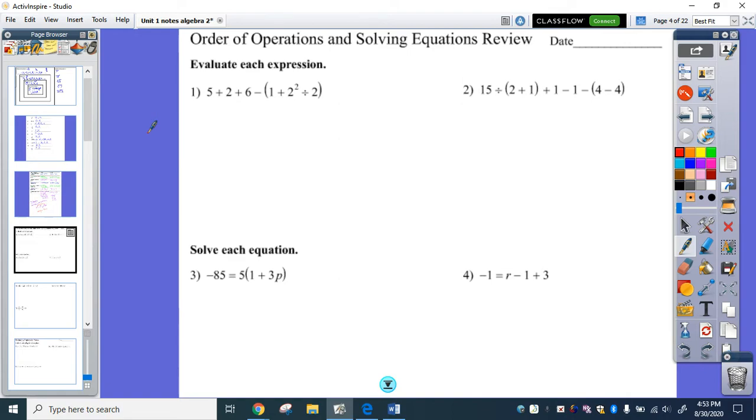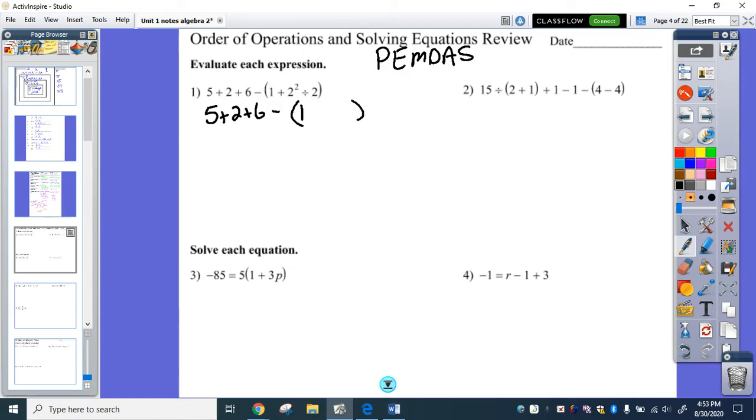So let's get rolling. All right, so if we're going to do order of operations, of course, we always want to remember our old friend, please excuse my dear Aunt Sally, PEMDAS. But we want to remember we always want to work left to right as well. So the first thing I would look at is inside of these parentheses, let's see what we can simplify in these parentheses. The beginning of this, the 5 plus 2 plus 6 minus, I'm going to leave that all alone.